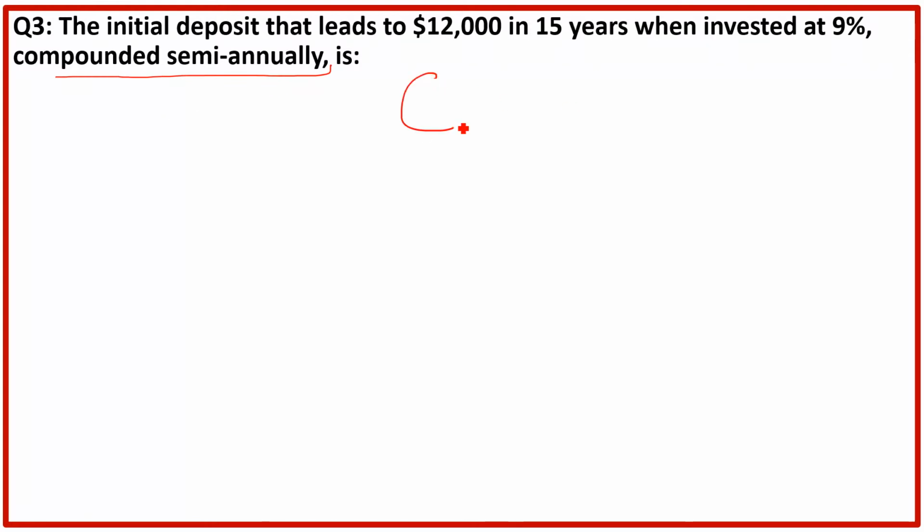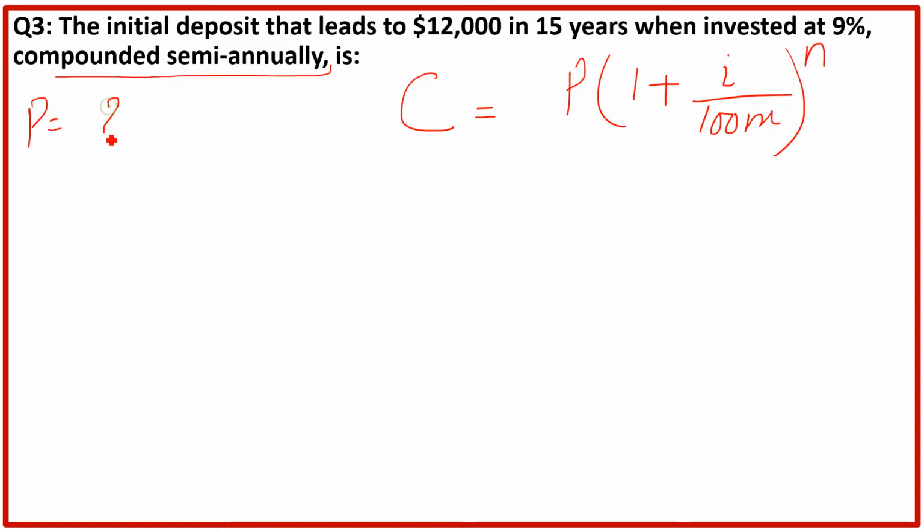So the formula I will write down here: C is equal to P into (1 plus I divided by 100 m) whole raised to power n. So C, what is the requirement? Initial deposit. You have to find out P. And then C is given, which is 12,000. N and M we have to find out. Interest is 9%. Always you have to find out M first.